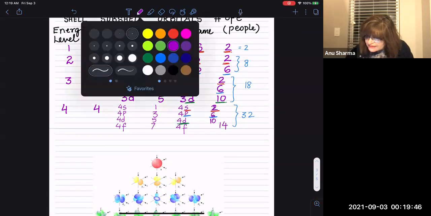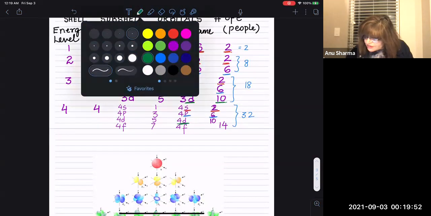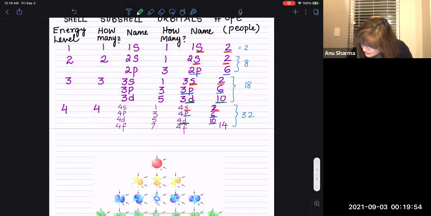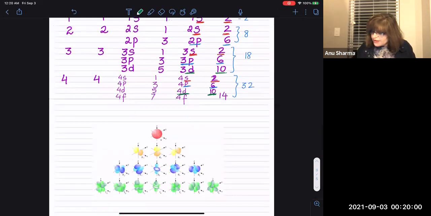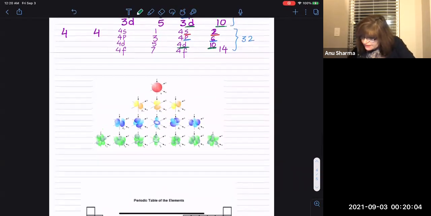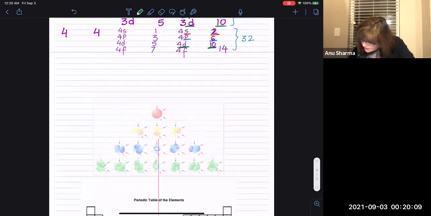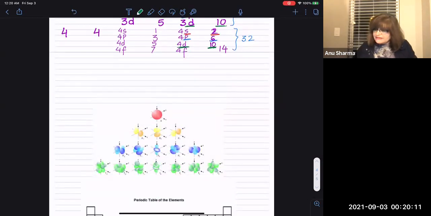So D is here. D starts from the third energy level and the fourth energy level. So D, no matter if it's in third or fourth, doesn't matter. It will always contain 10 electrons. Okay. So this is something we see. All right, now we see one thing here.